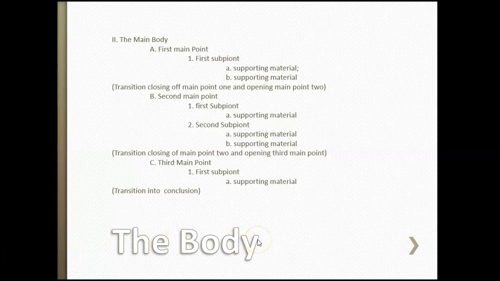Now we move on to the body of the speech. As you can see by this outline, as I've said before, the outline of a speech is very similar to the outline of a paper. Roman numeral 1 is the introduction, Roman numeral 2 is the main body, and that's going to consist of your various main points, your subpoints, and any supporting material you might provide for those subpoints. And then you transition into the conclusion.